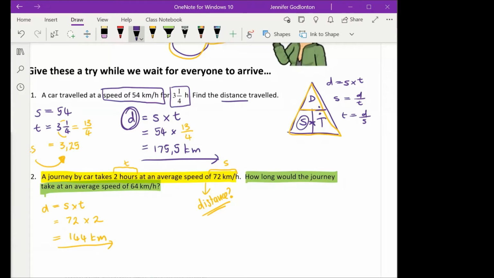Now the second part of the question, which is in green, it's saying how long would the journey take at an average speed of 64 kilometers per hour? So it's the same journey as our yellow journey, which means our distance is 144 kilometers and our new speed is 64 kilometers per hour. Which means I'm wanting to know what my time is. Please, can you tell me what my time is?